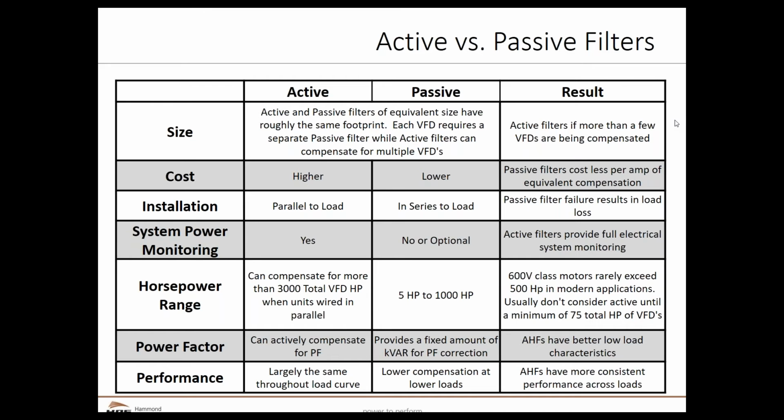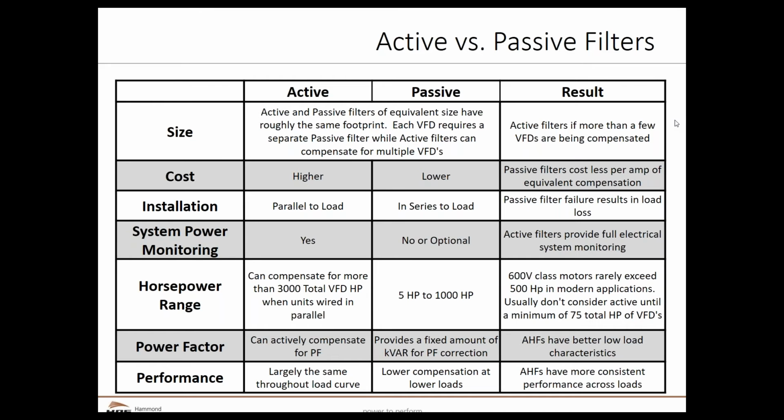Active harmonic filters offer some advantages over passive filters, including better performance over a wider range of loads. One active filter can cover multiple VFDs. This is very advantageous when larger numbers of smaller VFDs make passive filters impractical. And active filters are wired in parallel to the loads so that the load can continue to operate even if there are issues with the active filter.